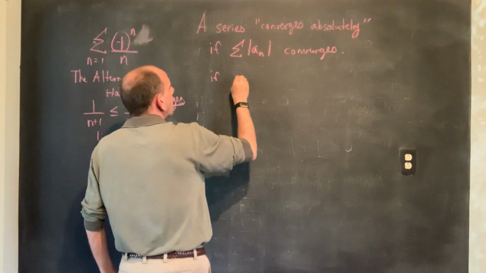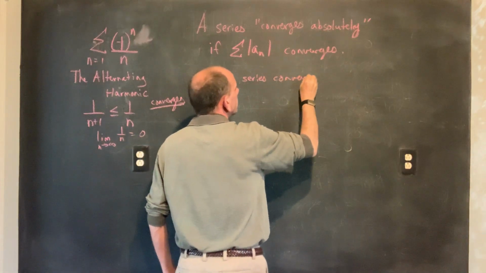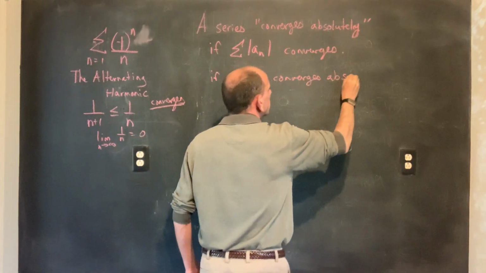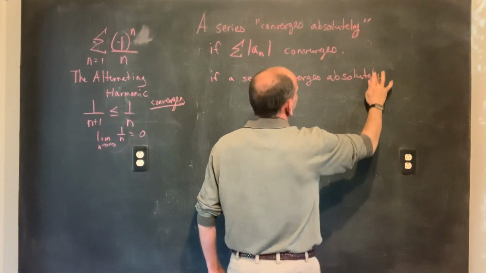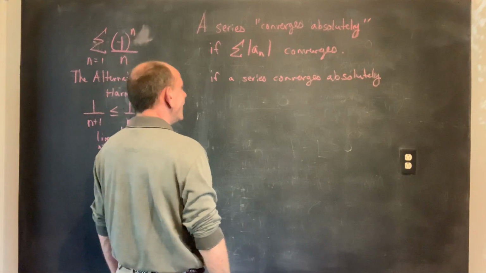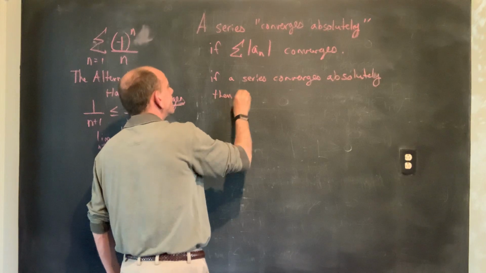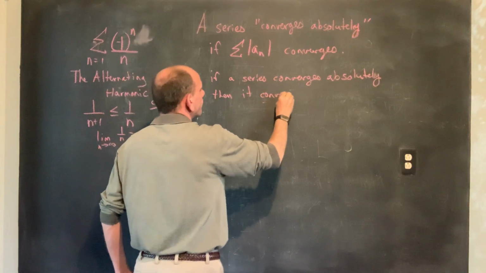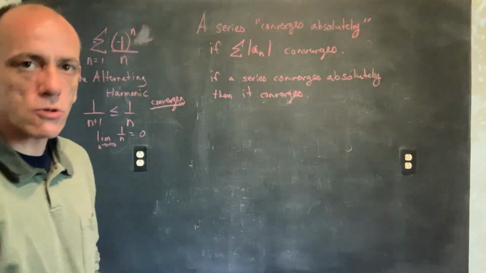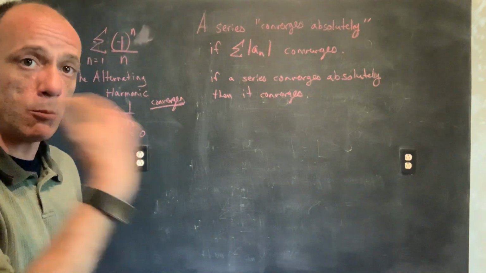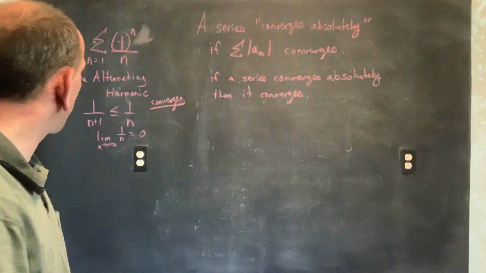If a series converges absolutely, then it converges. Okay, so absolute convergence is a stronger statement than converging. It implies it. Converging does not imply absolute convergence.